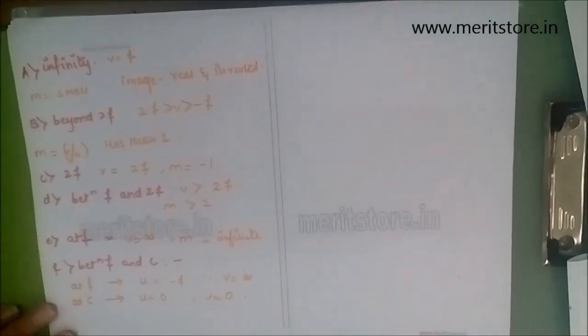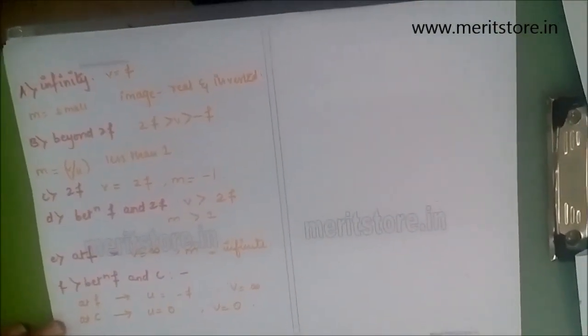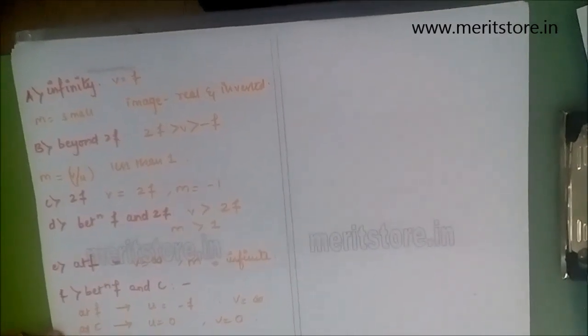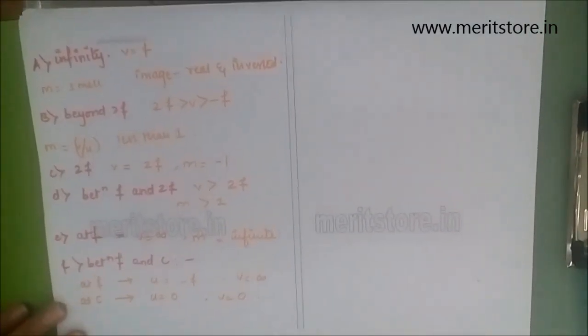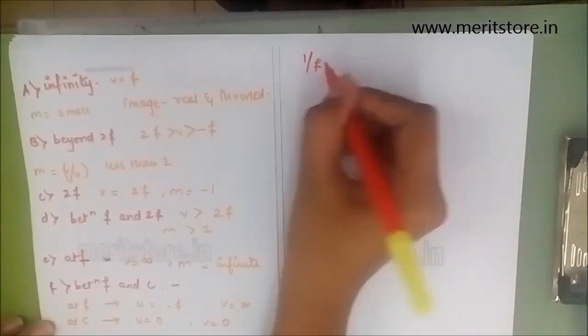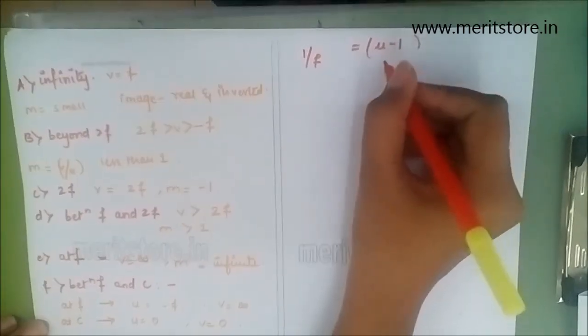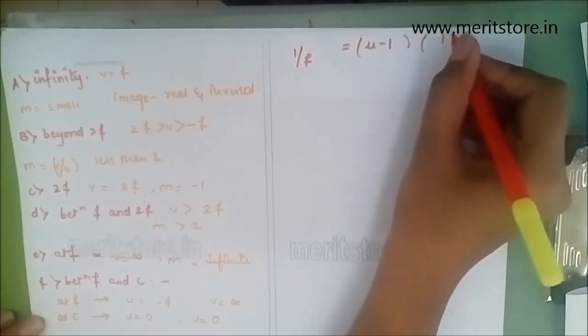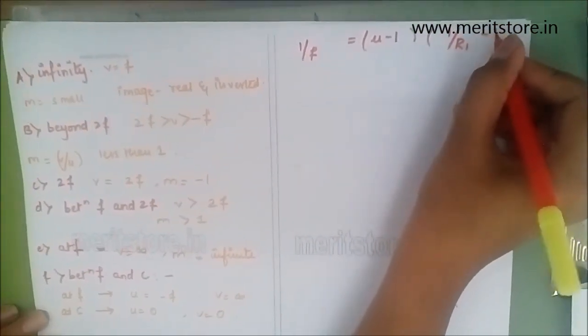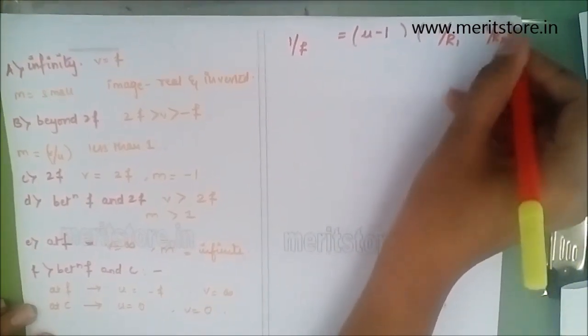Refraction through a thin double convex lens when the medium on the two sides of the lens is the same, that is the lens maker's formula, is given as 1 by F is equal to mu minus 1 into 1 divided by R1 minus 1 divided by R2.